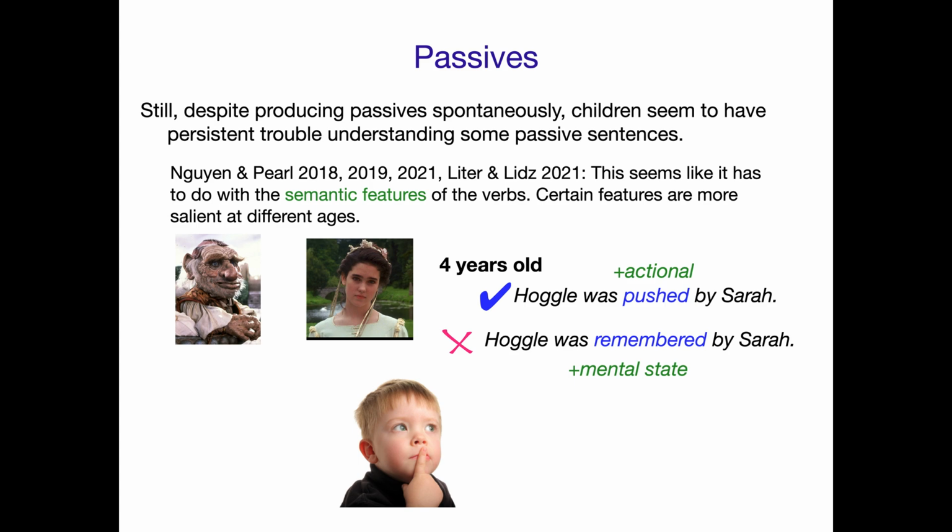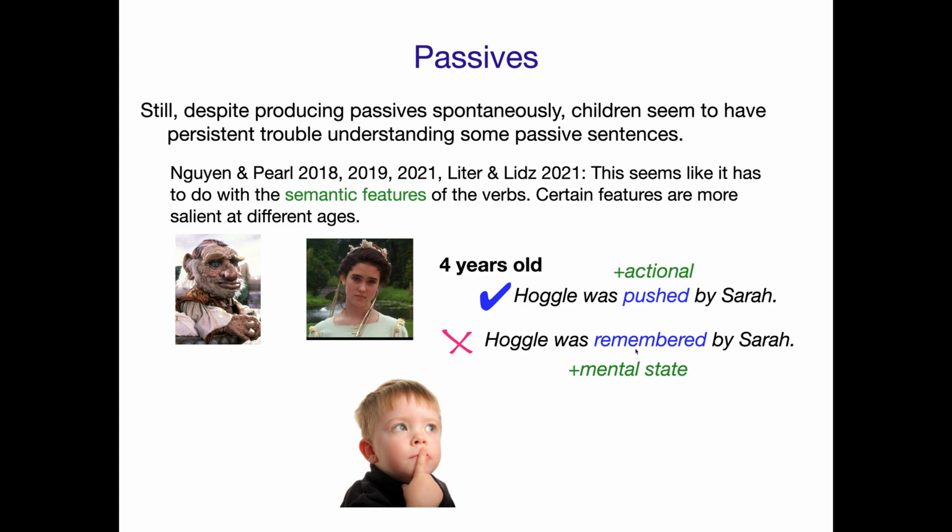And interestingly, this seems like it has to do with the semantic features, that is, the concepts that are represented by these verbs. Certain features seem to be more salient at different ages. In particular, push is an action, right? It's an observable kind of event. You can see someone pushing.